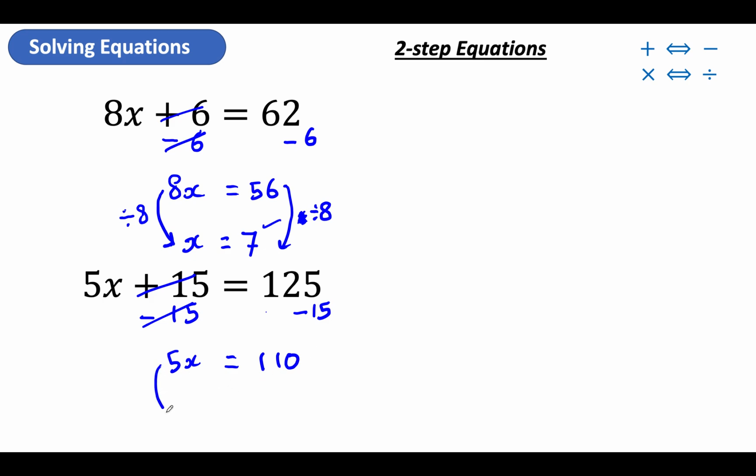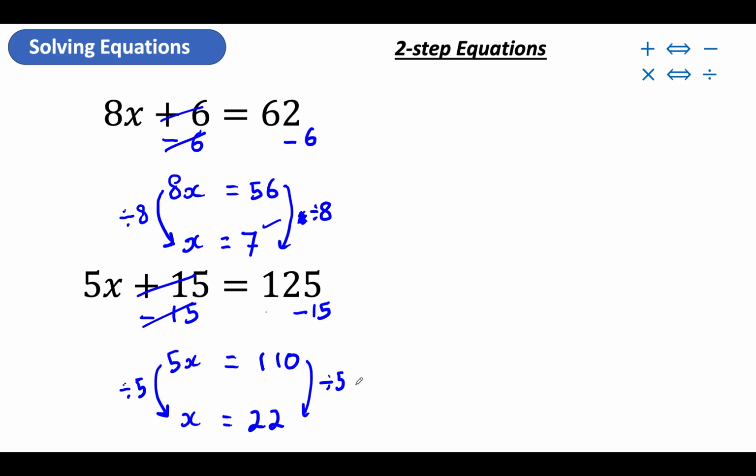Now I don't want 5x, I only want 1x. So we know how to deal with this number touching the letter. So we divide. We are going to divide by 5. And we're going to do that to both sides of the equation. Now here, 5x divided by 5 just leaves one of the x's, x on its own. And 110 divided by 5 is 22.